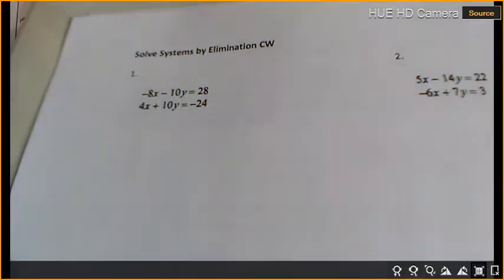Okay, we're looking at elimination methods. So we're going to do 4, and then you're going to have a bunch for homework. Okay, elimination method. It's called elimination method because you're eliminating one of the variables. So this is pretty straightforward.